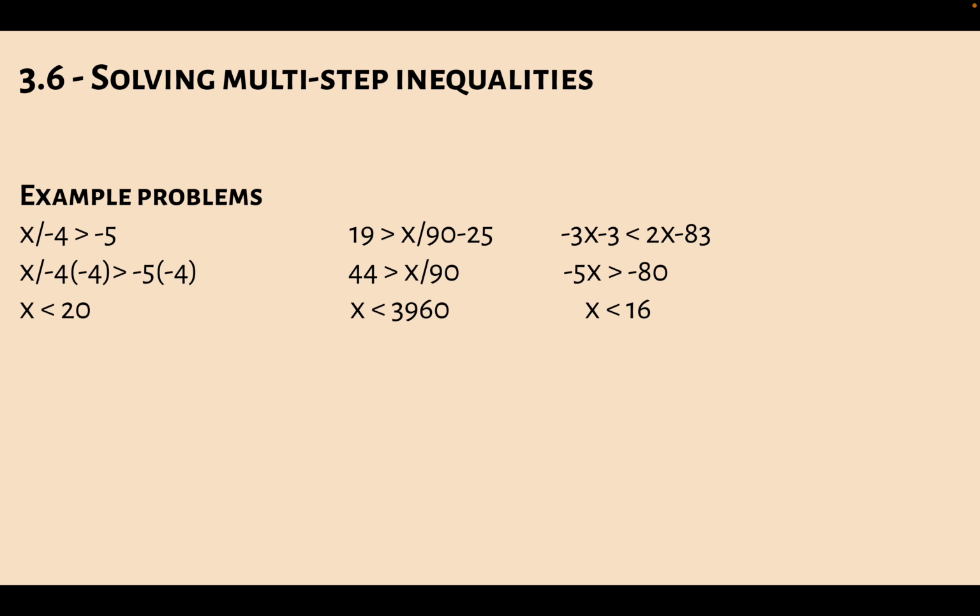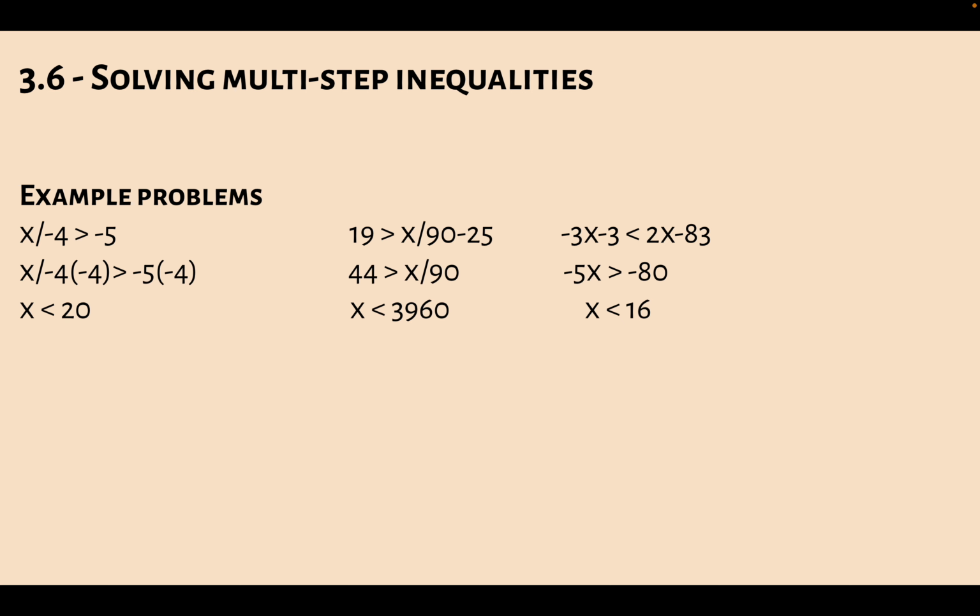First, moving on to example problems. x over negative 4 is greater than negative 5. Multiplying by negative 4 on both sides, we get x is less than 20. Second, 19 is greater than x over 90 minus 25. We can add 25 to both sides and get x divided by 90 is less than 44. And finally, we'll get a final answer of x is less than 3,960 by multiplying 90 on both sides.